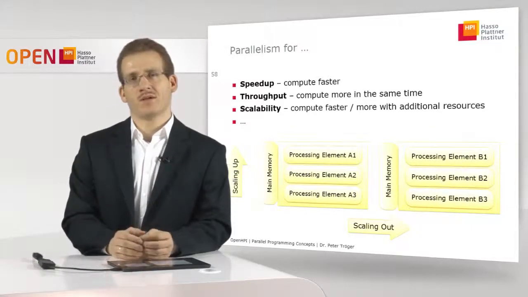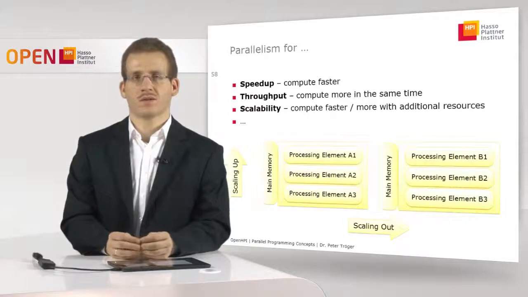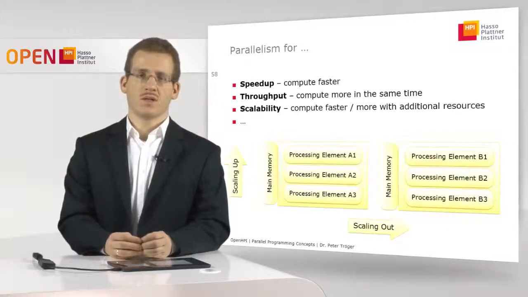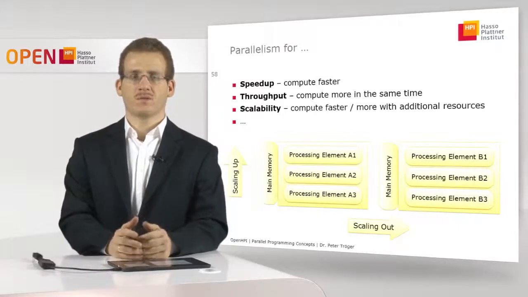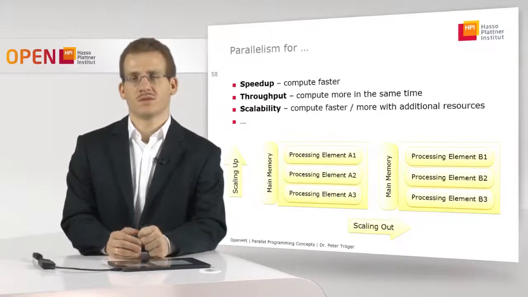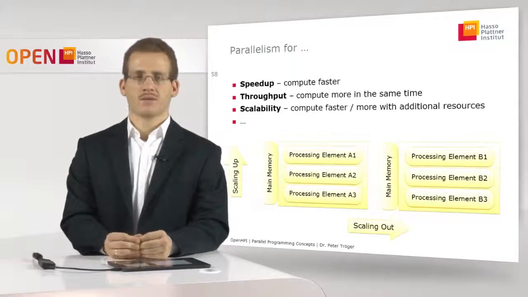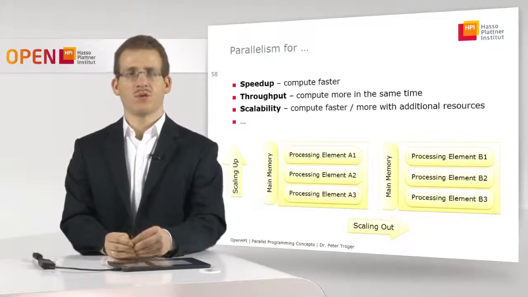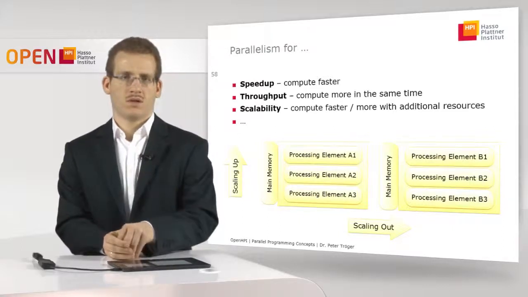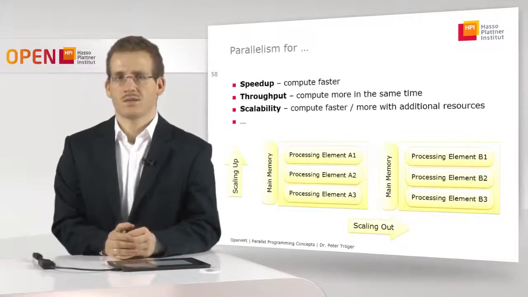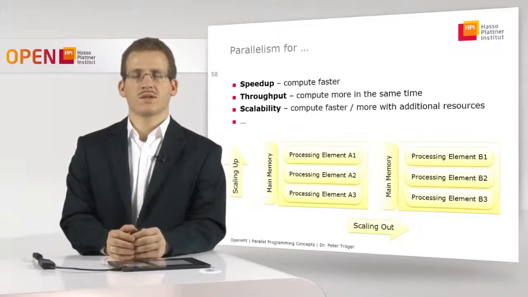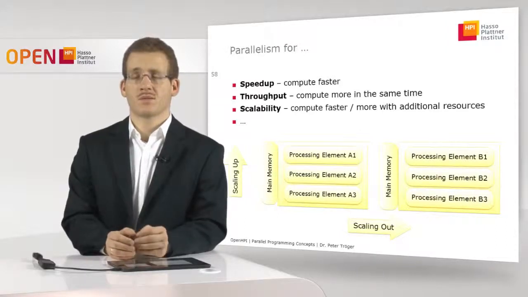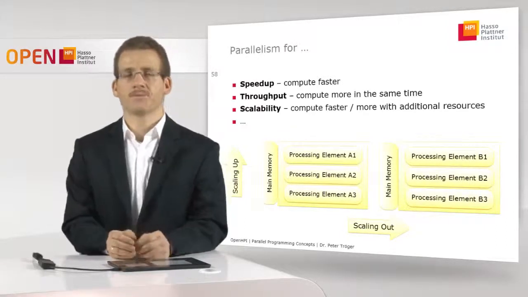Another aspect you may want to target with your parallelism is throughput, where you not really focus only on the speed of execution, but you mainly focus on the amount of work you can do in a particular time. And if you are able to compute more data items, more business analysis items, or whatever your target is, then increasing the throughput brings you more computed, more processed data items in the same time in comparison to what you had before.